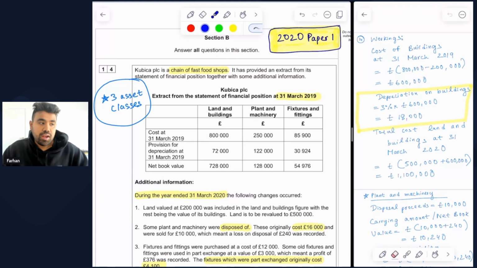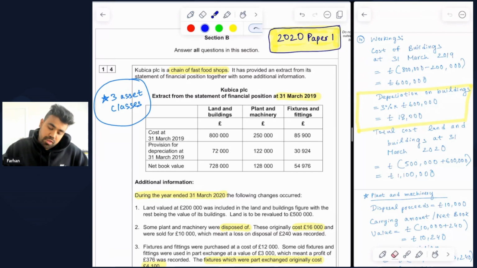Now, what about the depreciation for the remaining plant and machinery for this financial year? We also need to factor in something else. If you check the last information under the accounting policies section, it says that all non-current assets are charged a full year's depreciation in the year of acquisition, but none in the year of disposal.